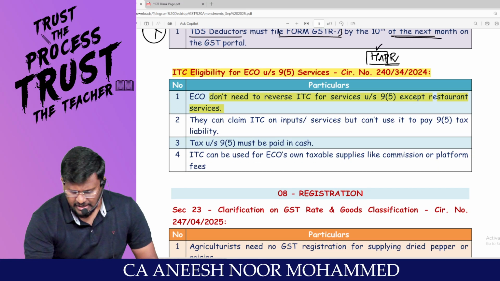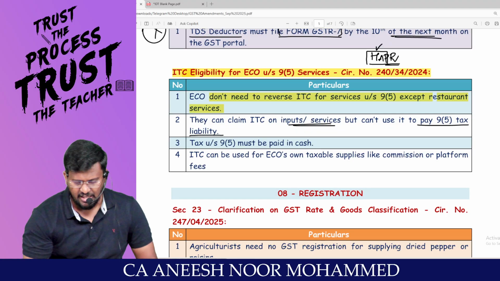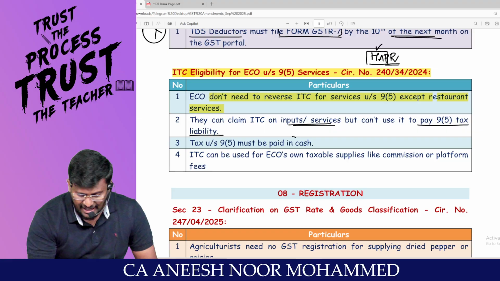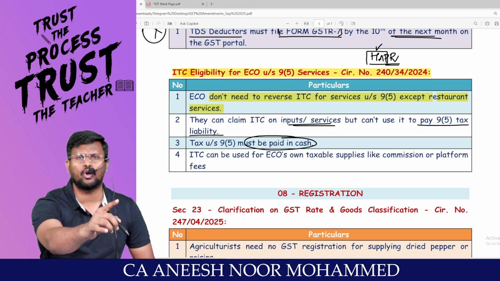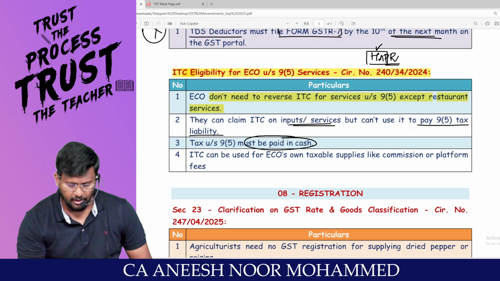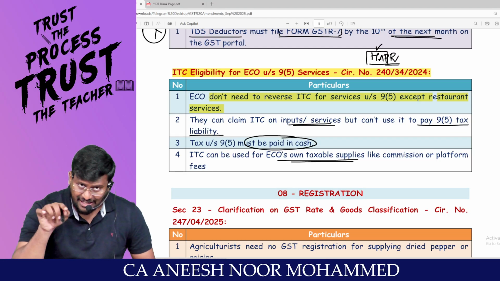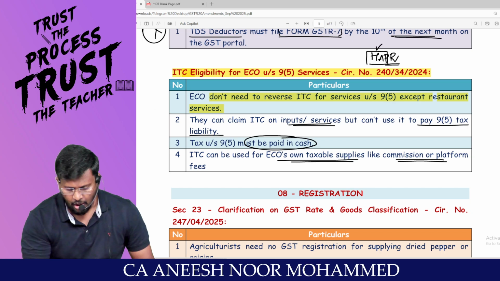They can claim ITC on input or input services, but can't use it to pay 9(5) tax liability, because 9(5) tax liability should be paid through the electronic cash ledger. ITC will go and sit in the electronic credit ledger. ITC can be used for the e-commerce operator's own taxable supply like commission or platform fees.